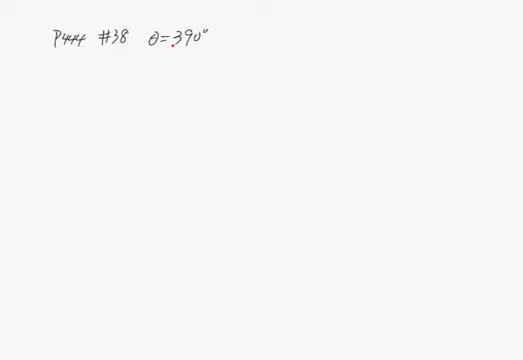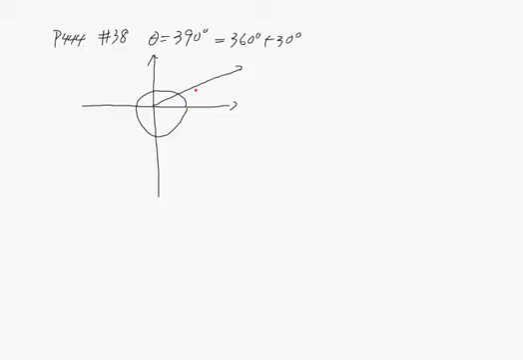So we may first write this as a multiple of 360 degrees plus another angle. So this is equal to 360 degrees plus 30 degrees, right? Now we can sketch this angle. So 360 degrees, 1 revolution, followed by another 30 degrees. So this is the 30 degrees. Then you get 390 degrees.